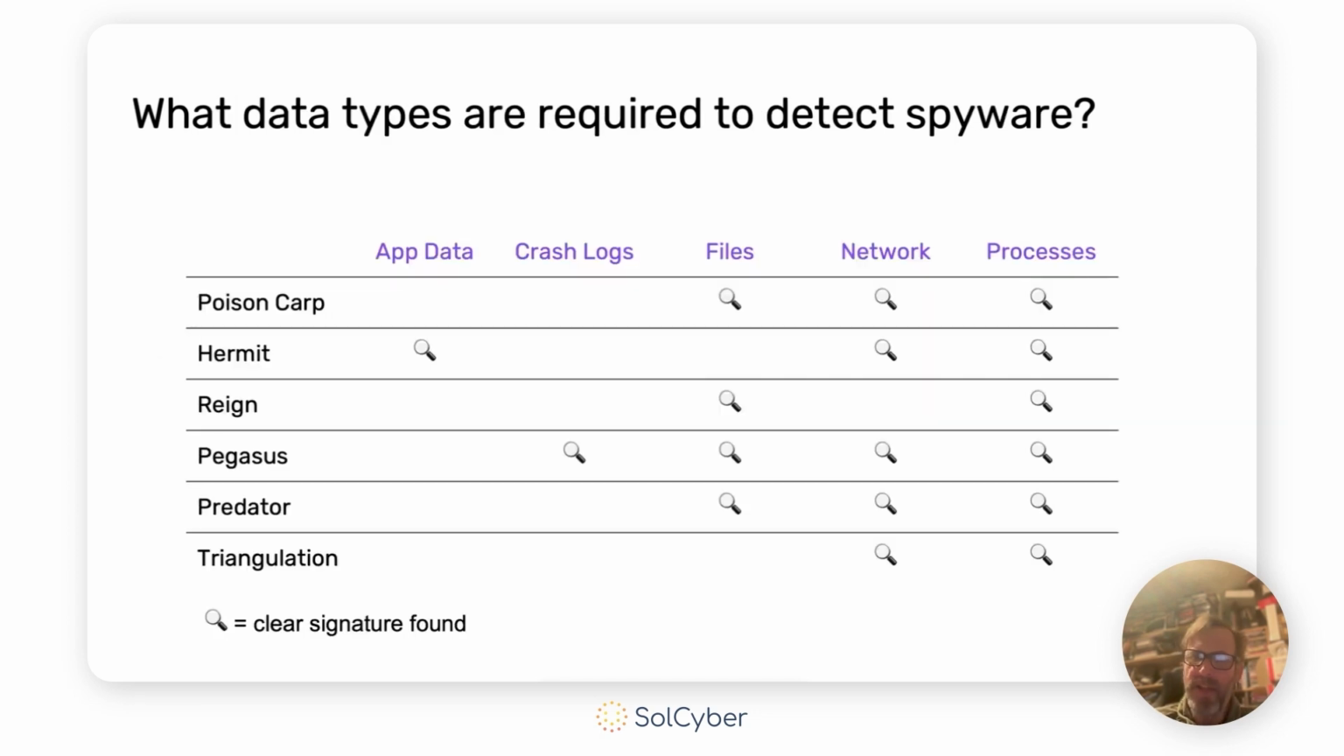So what is actually required to detect spyware on iOS? And here are a couple of, there are 6 known problems here on iOS.